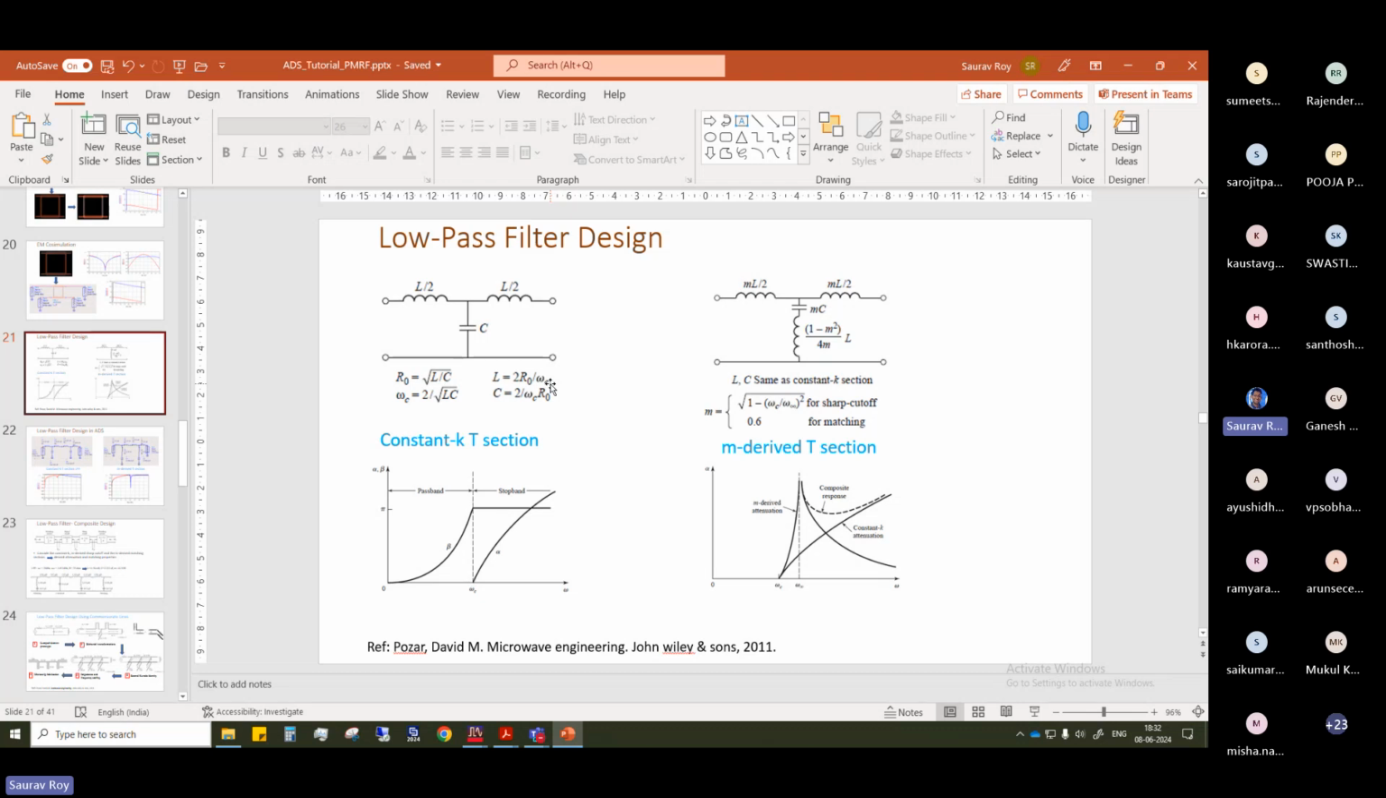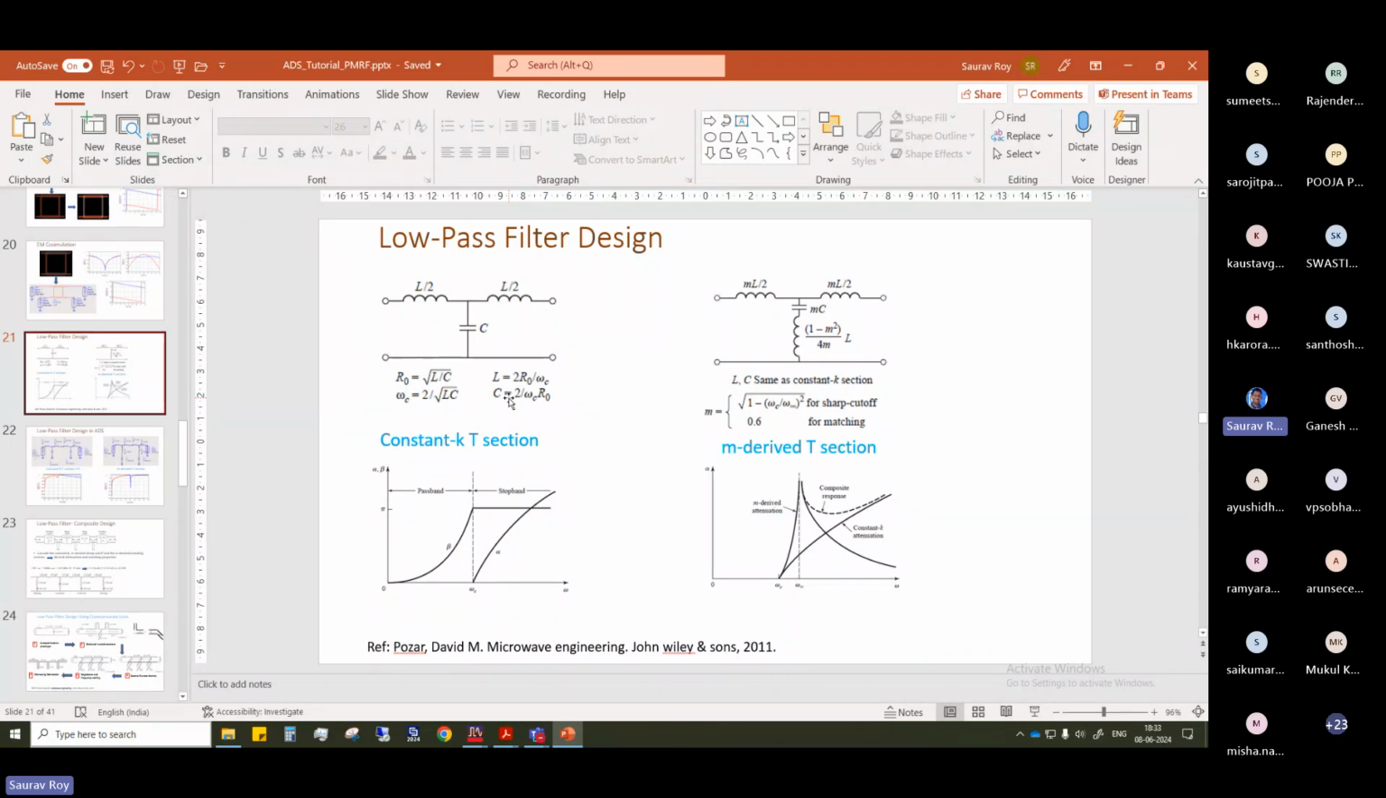So those will decide the order of your filter. Once the cutoff frequency and order of filter are decided, then you have to decide on the components L and C, right? In the very simplest case, you can just use the equations given here, R naught and omega C, all this is okay. But if you go to a little bit more complex design, how do you do it?